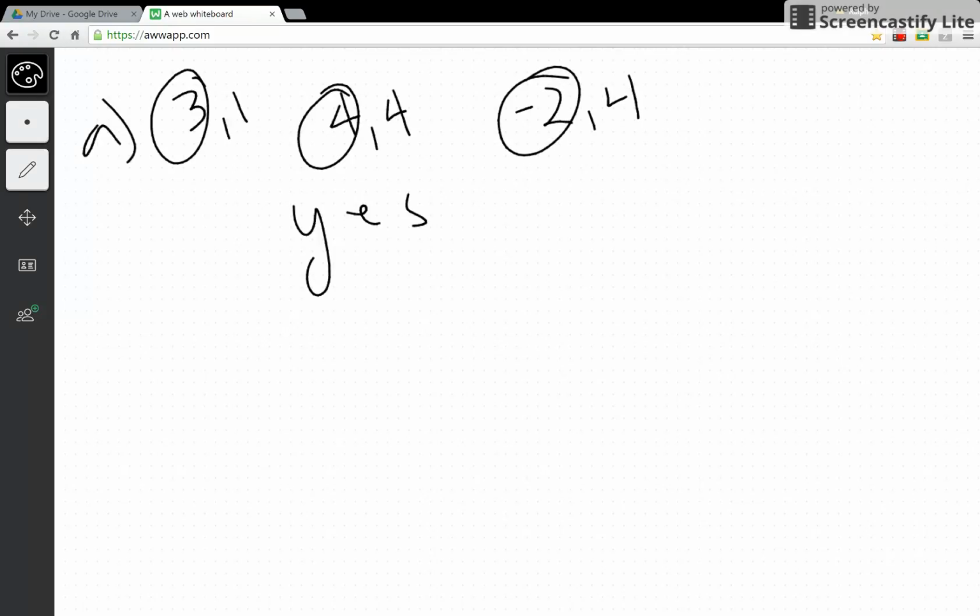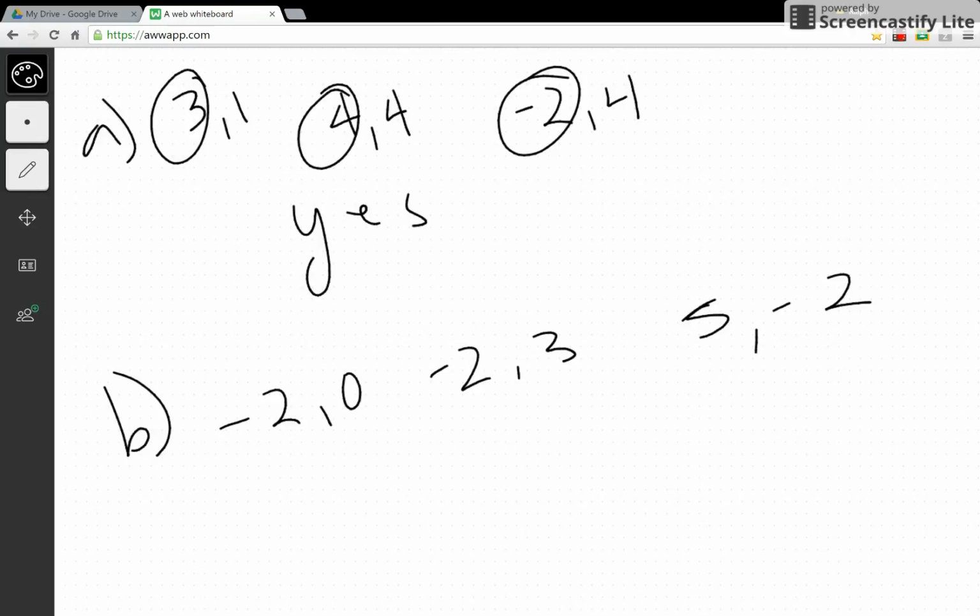That was A. For B, it gives us the points (-2, 0), (-2, 3), and (5, -2). This one is not a function. This is no. And the reason is I have a repeating x with different y's. The same input is giving me different outputs, so that is not a function.